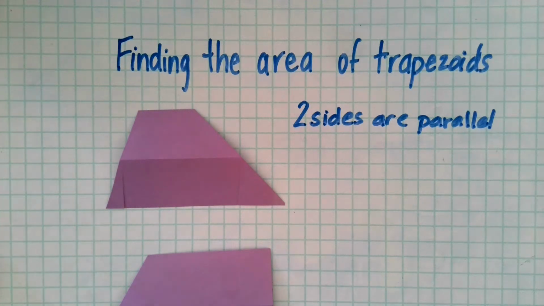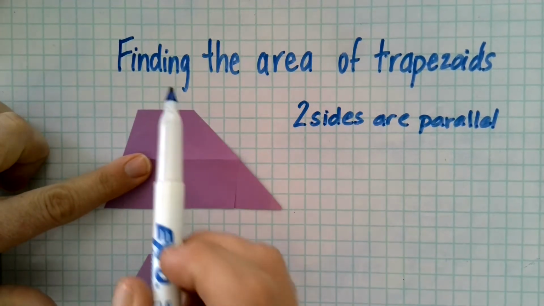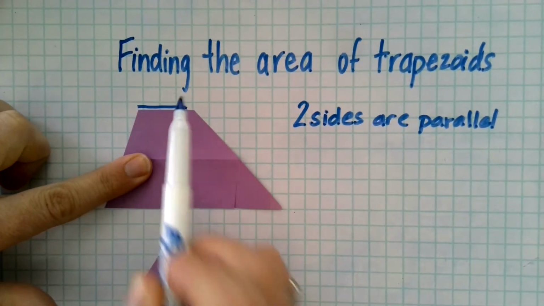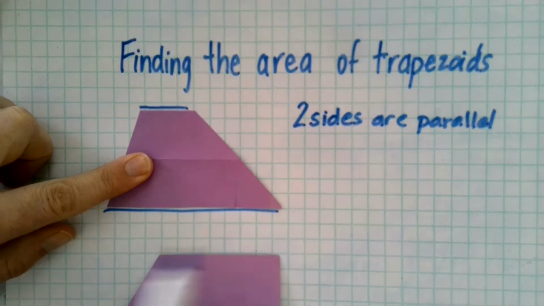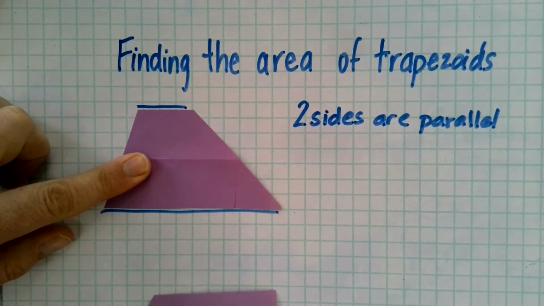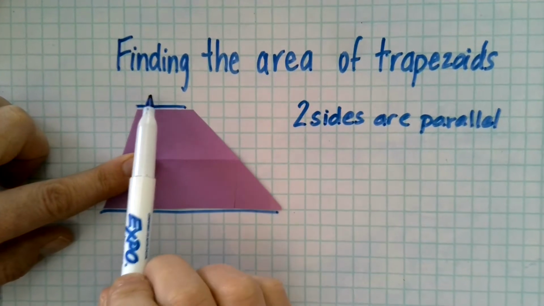Hi guys, I want to teach you a real quick trick for finding the area of a trapezoid. But first off, what in the world is a trapezoid? It is a figure where two sides are parallel. So you see this is parallel to this. Those lines could go on and on forever and never cross. So we would call those two things the bases, okay?